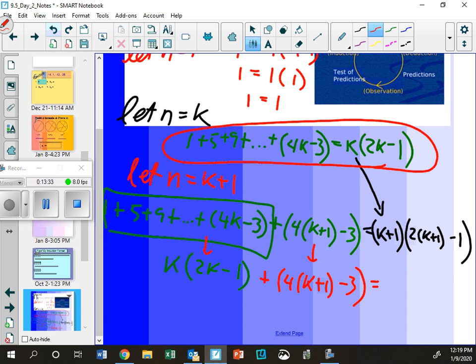And now, I will never touch the black writing. Remember, you can't mess with both sides. You can only mess with one side or the other. So I'm going to manipulate the left side until it finally looks like the right side.